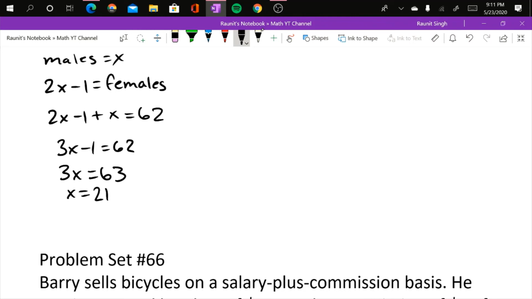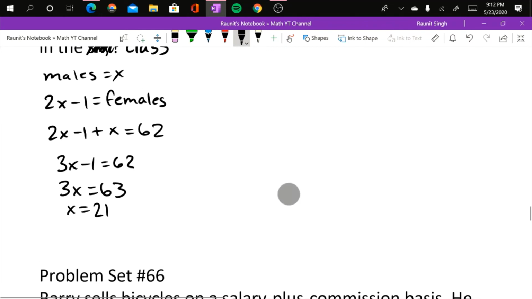Okay? So how I figured it out is that, remember that when we want to get rid of the coefficient right next to the x, we will divide it by that coefficient. So in this case, we have a coefficient of 3. We're just going to divide the whole thing by 3. So it would be 3x divided by 3 equals 63 divided by 3. So I just did it quickly, and then you got x equals 21.